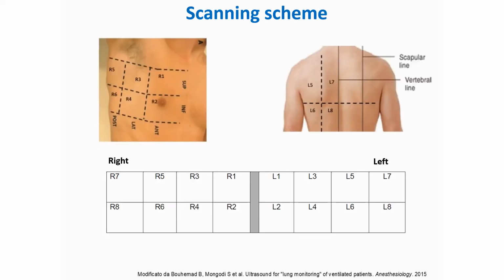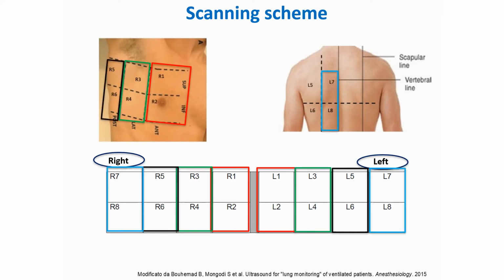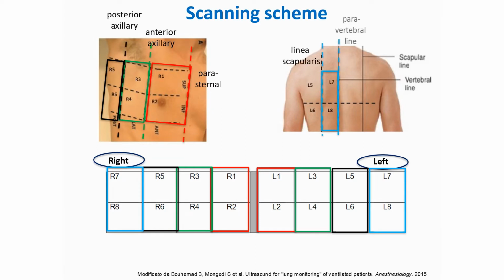This is the scheme we are currently using in these patients. We have the right and left hemithorax divided into anterior, lateral, posterolateral, and posterior areas, based on the anatomical lines parasternal, anterior axillary, posterior axillary, linea scapularis, and paravertebral. All these regions are then divided into upper and lower.